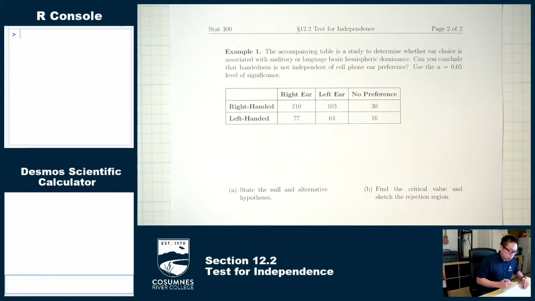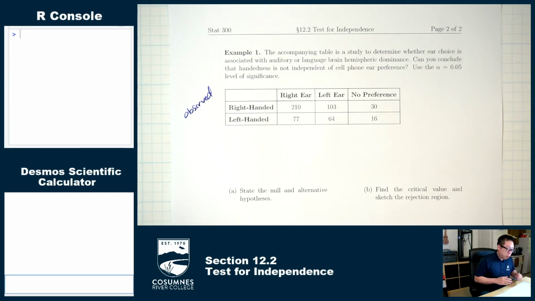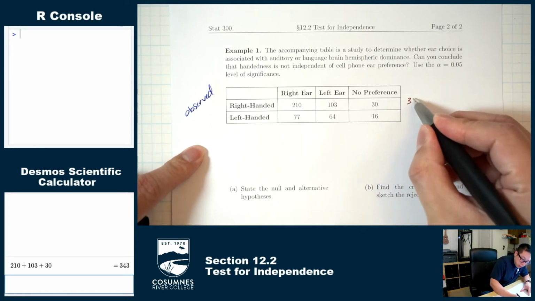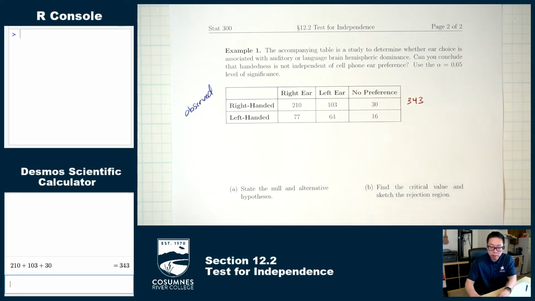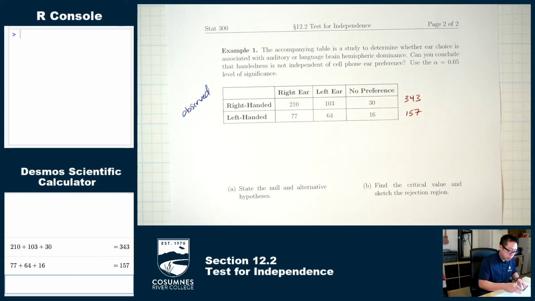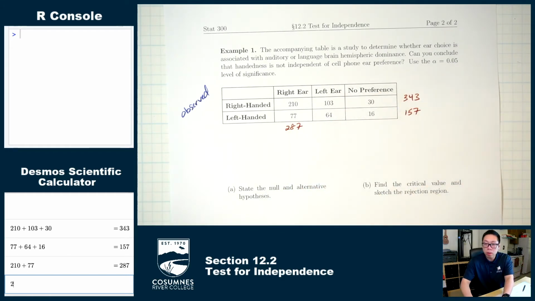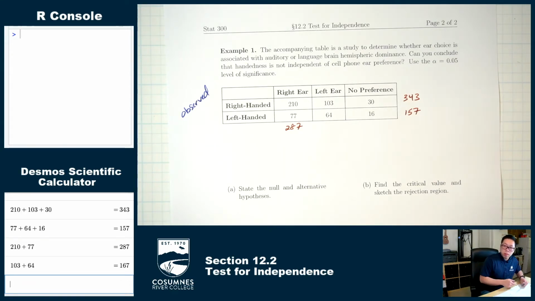This original table is our observed counts. And then we need to find the expected counts. So before we find the expected counts, I'm going to need my row totals and my column totals. So row total, the first row, 210 plus 103 plus 30. Okay, first row is 343. Second row, 77 plus 64 plus 16, 157. And then I need my column totals. First column, 210 plus 77, 287. Second column, 103 plus 64, it's 167.